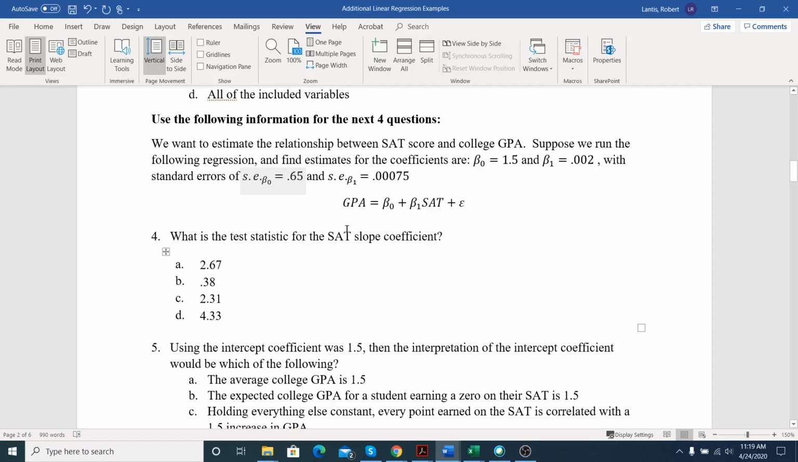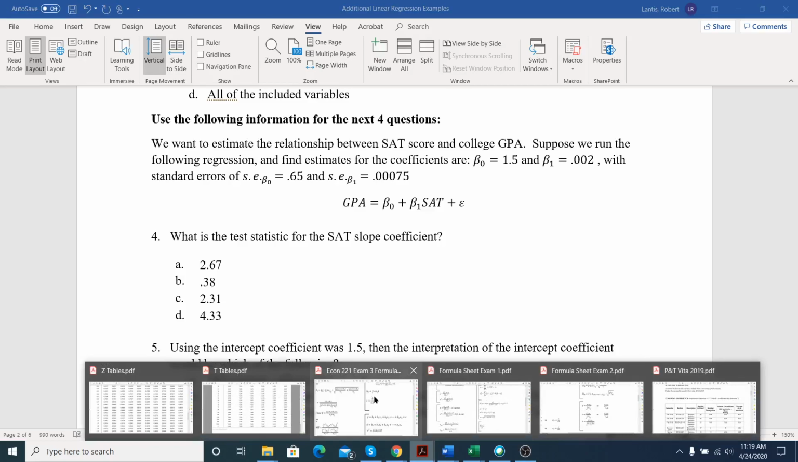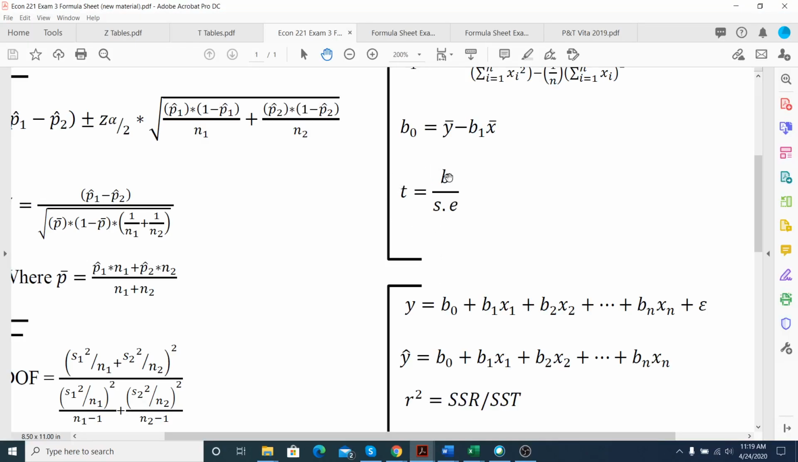So the next one, let's say we want to estimate the relationship between the SAT score and college GPAs. So we run the following regression, we find estimates for the coefficients: beta 0, or A here, the intercept or constant, is 1.5, beta 1 is 0.002, and the standard error on the intercept is 0.65, and the standard error on that coefficient for SAT score is 0.00075. What will the test statistic be for the SAT slope coefficient? We've already talked about this one. If we want the test statistic, take the coefficient, divide it by the standard error. That's all you have to do.